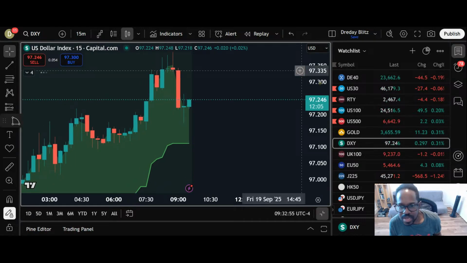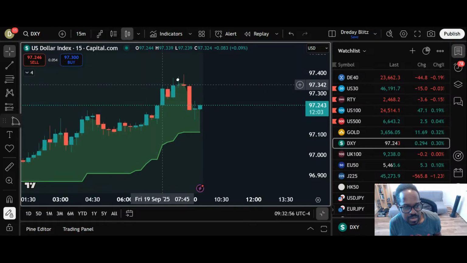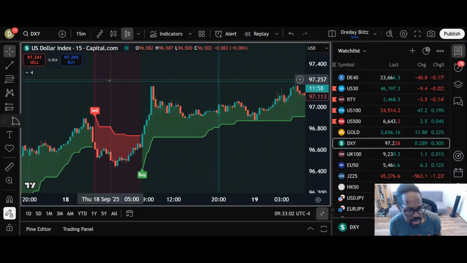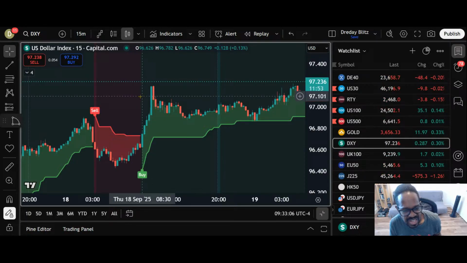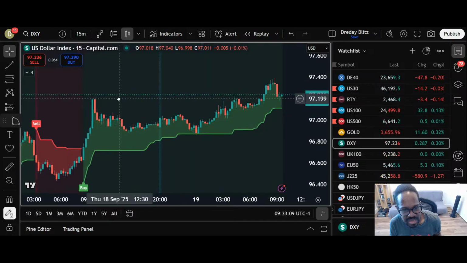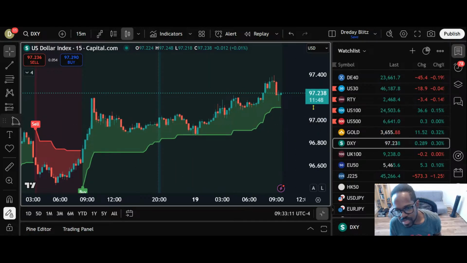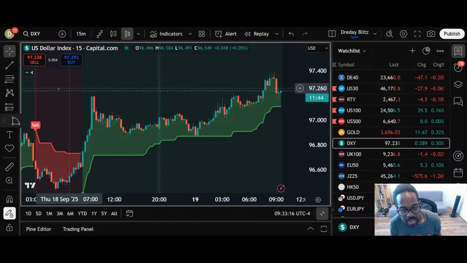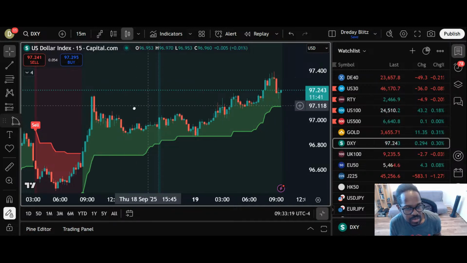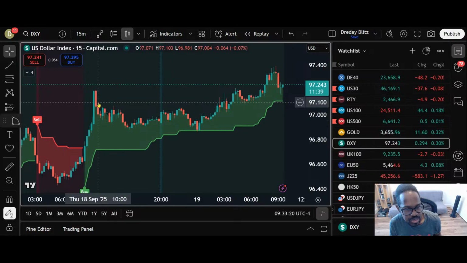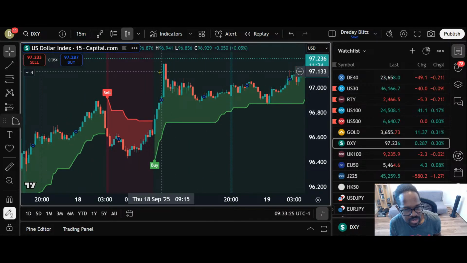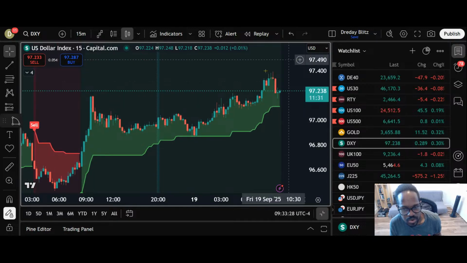For DXY, it's still an uptrend since, I think, Thursday morning. Yesterday it switched to bullish right after the news event we had, the interest rate cut. That did push the market. So we had a bearish movement here and then started to reverse upside. And since then, we're going up.